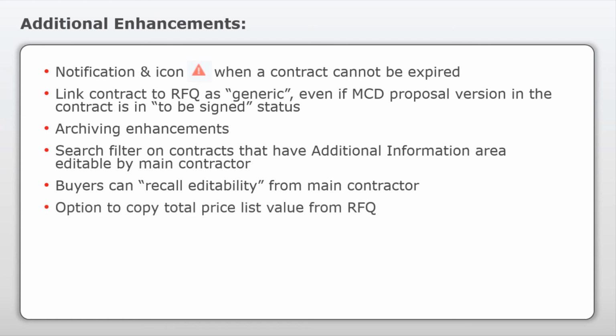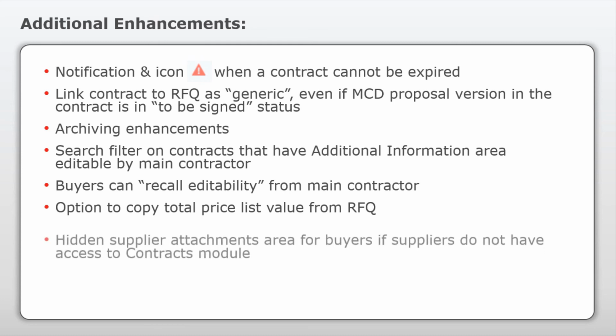The process of creating a contract from an RFQ is now more flexible by giving the user the option to transfer the price list total as the total value of the contract. This option will be selected by default to maintain current behavior, but buyer users now have the choice rather than the total contract value always automatically being copied from the price list.